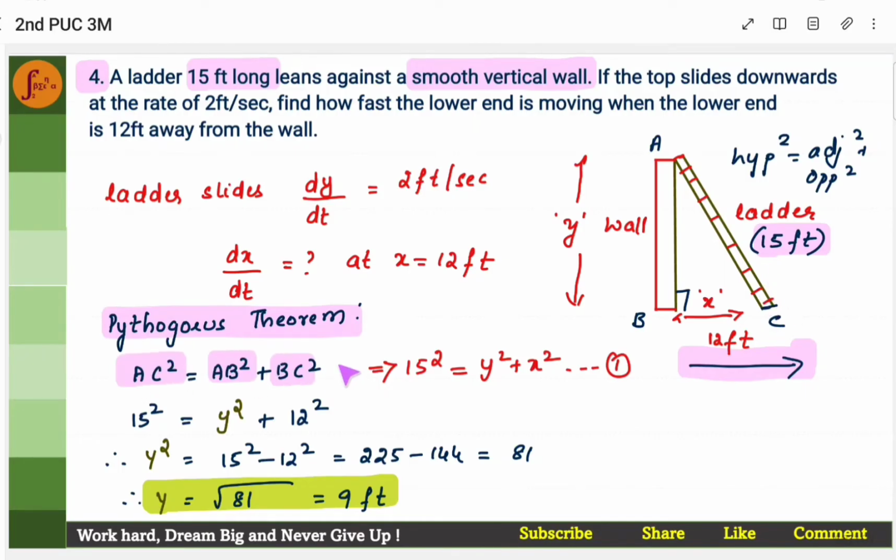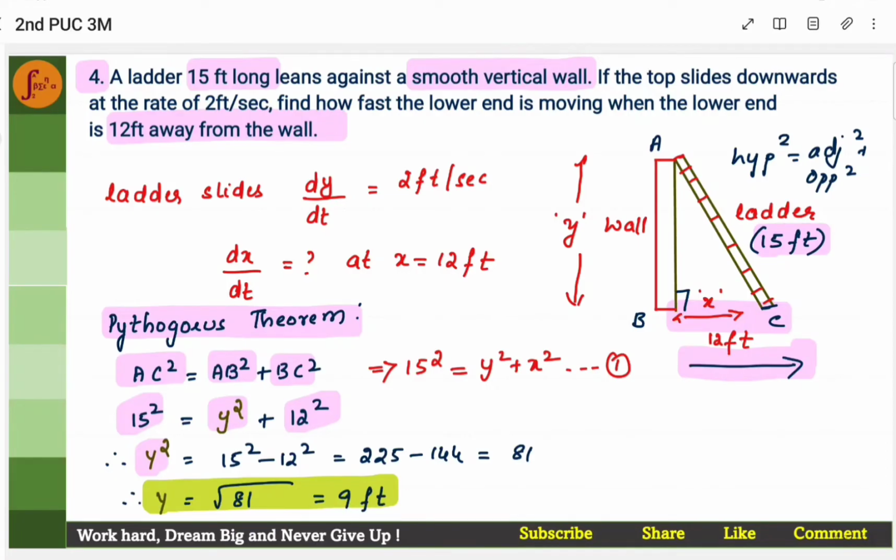AC square is equal to AB square plus BC square. Now we assumed AB as y and BC as x. But they have told you to find when the lower end is 12 feet away from the wall. Lower end of the ladder is 12 feet away from the wall. That means x is 12. So put x as 12 here. This BC is 12. So substitute BC here. And AC, what is the length of AC? Nothing but ladder length. It's 15 feet. So this way you'll get the y value, which is 9 feet here.